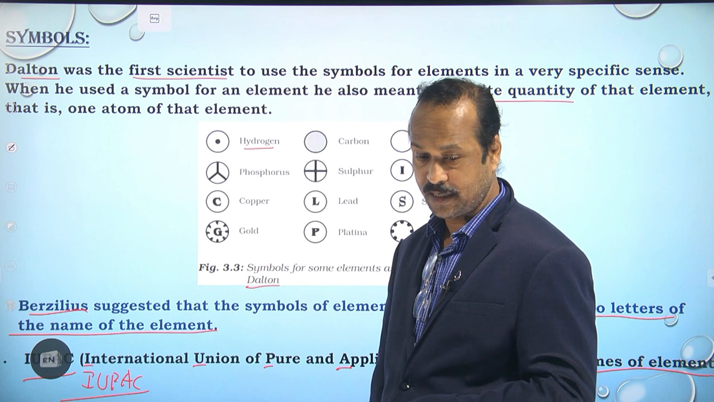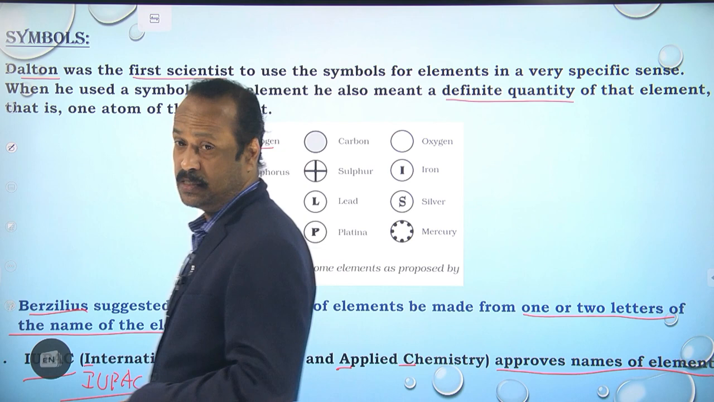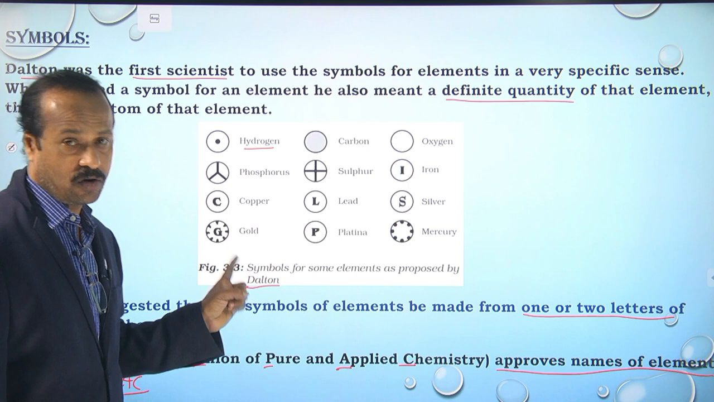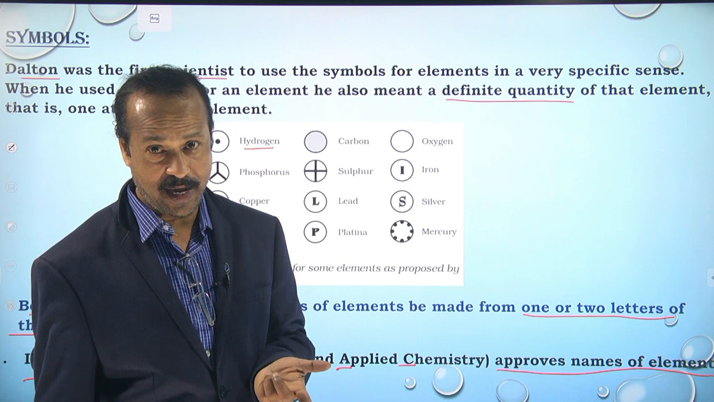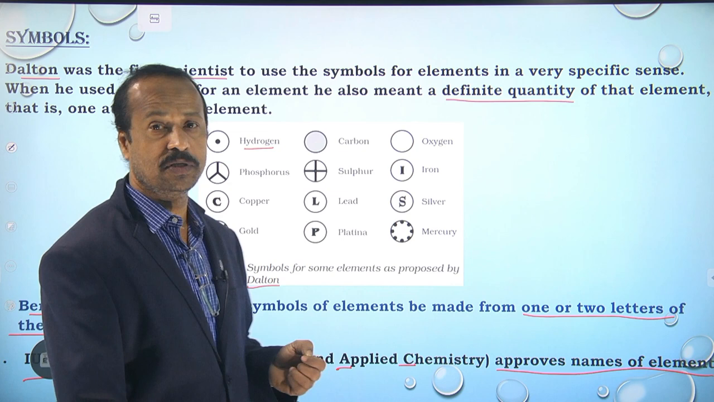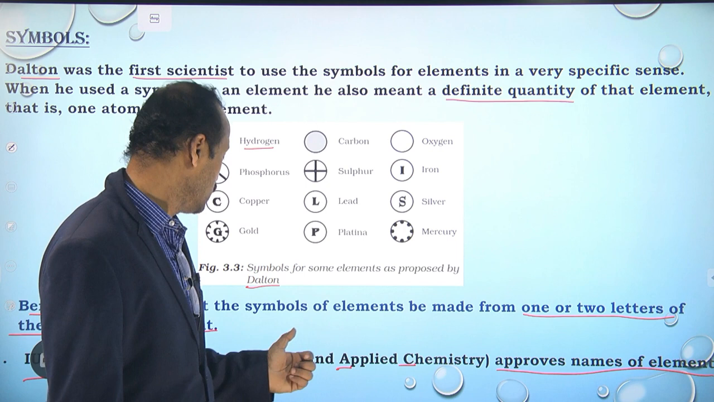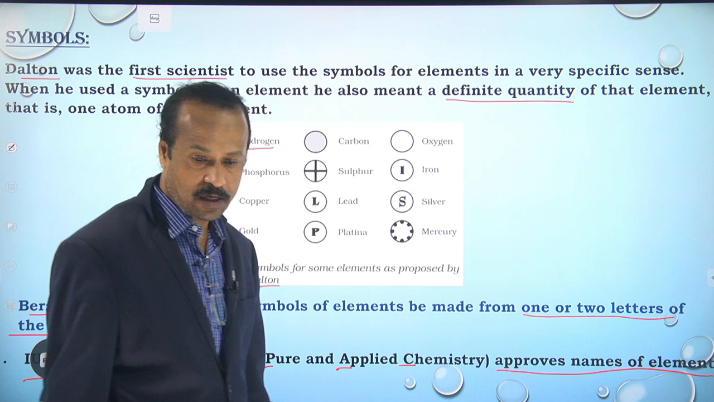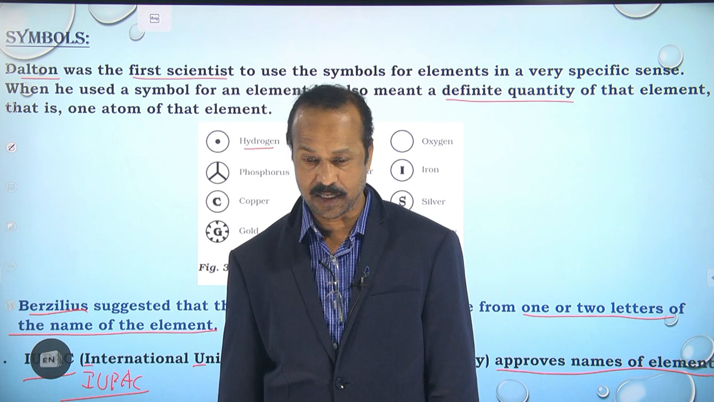So Dalton was the first scientist to give symbols to the elements, but these symbols are not convenient, not easy to remember, or to use for writing chemical reactions. So Berzelius suggested one more method, in which we use only one or two English letters of the name of that element. And it was even approved by the International Union of Pure and Applied Chemistry, that is called IUPAC. Is this clear? Take the screenshot or write this down. Okay, I'll go that side.